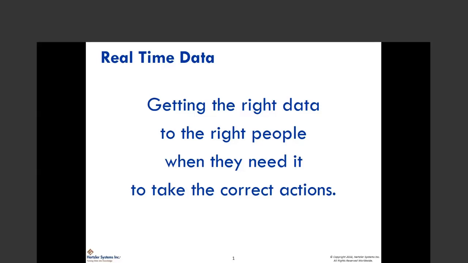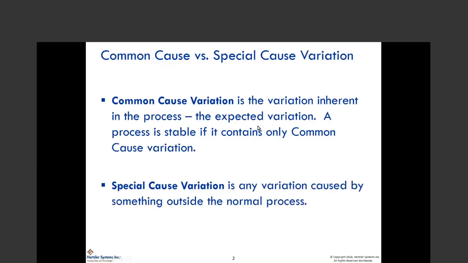Okay, we're talking about real-time alerts, getting the data where it needs to be, when it needs to be there. Now, to understand why we're concerned with getting data to people in real time, I've got to go back and talk a little bit about the different types of variation. For those of you who are already very familiar with this, I apologize for the review. All types of variation can be categorized as either common cause or special cause. Special cause is where you really need to know about it in real time, or as near real time as you can get.